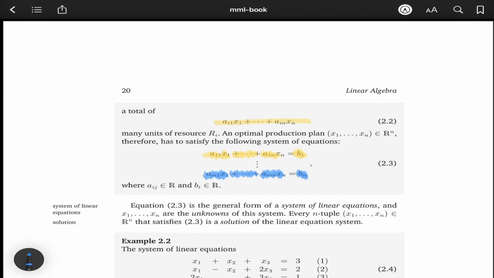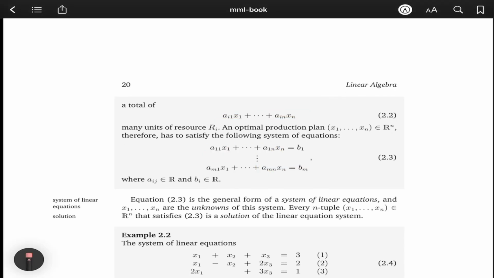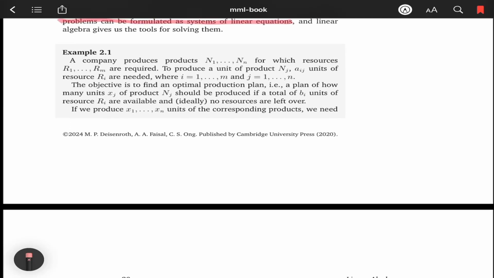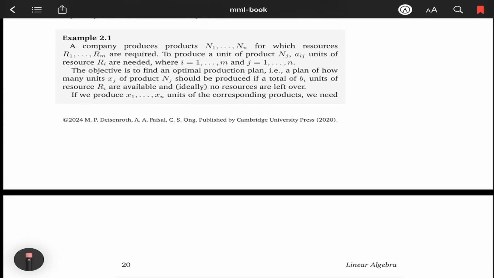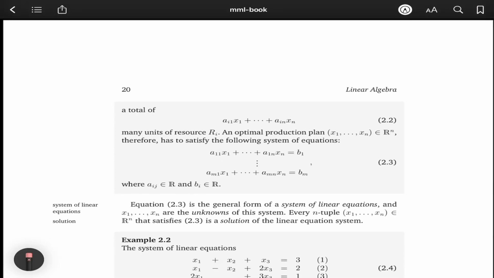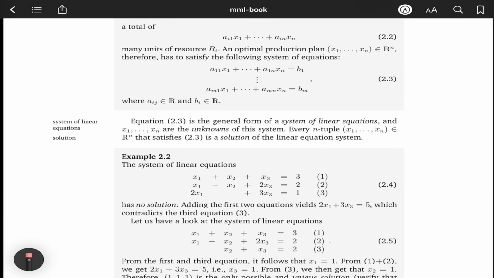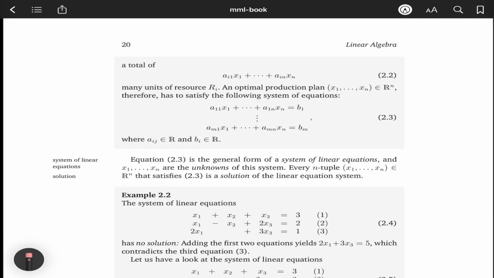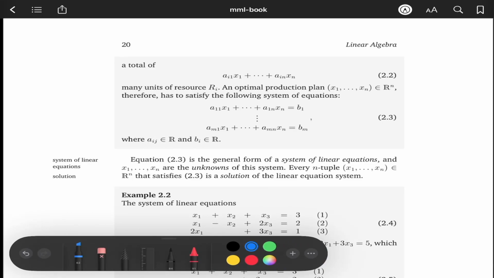So in this case, b is known, A is known, and just x is not known. Yes, and the tricky part is not to get confused here. I hope this makes sense for you. Okay, let's go on. Equation 2.3 is the general form here.